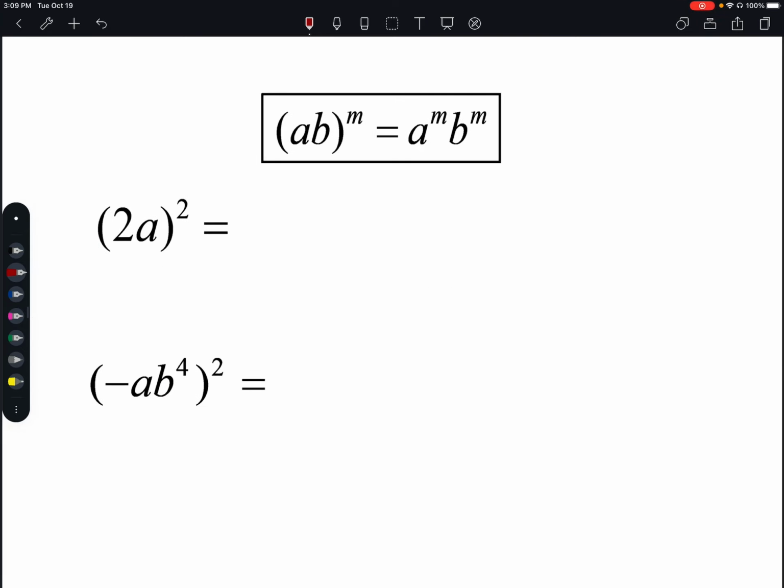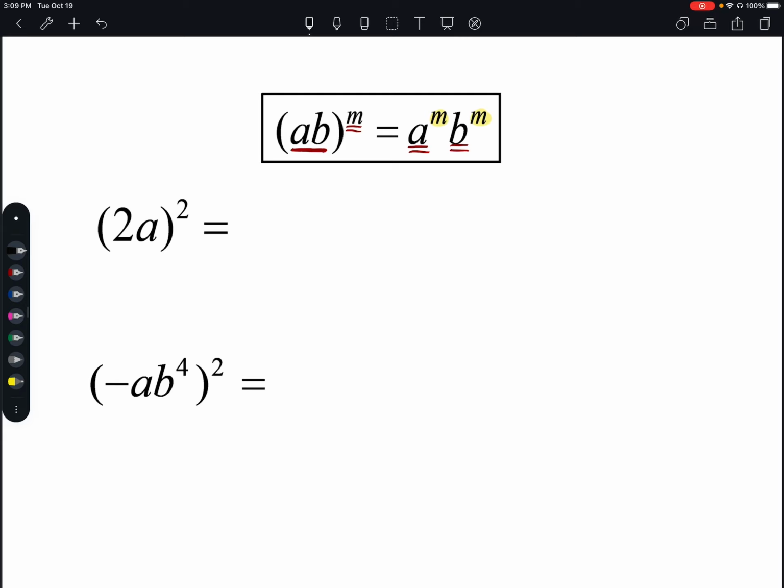Let's move on. A second property is when we have a product raised to a power. If I have a times b and I'm raising that entire product to the power of m, that simply means that each of the factors is going to be raised to that power of m. You could think about this as multiplying a times b times itself however many times.